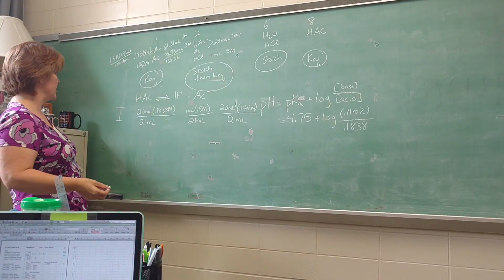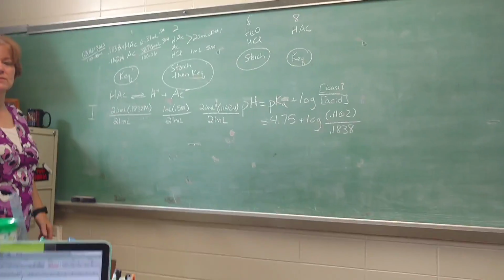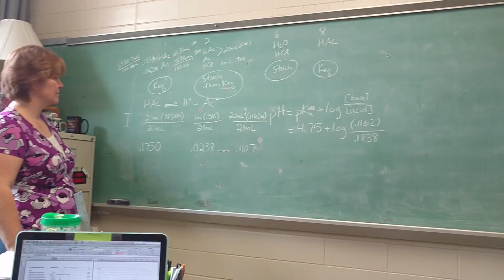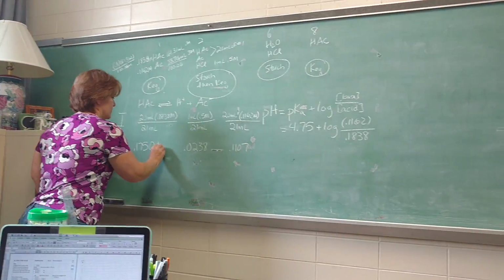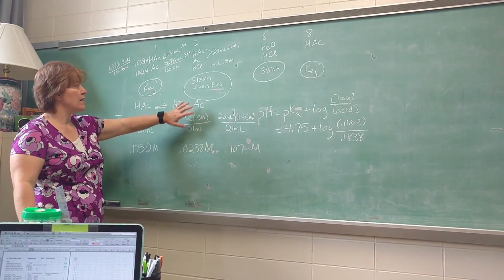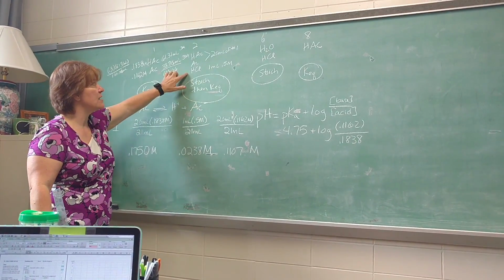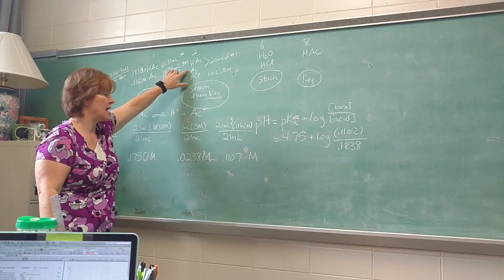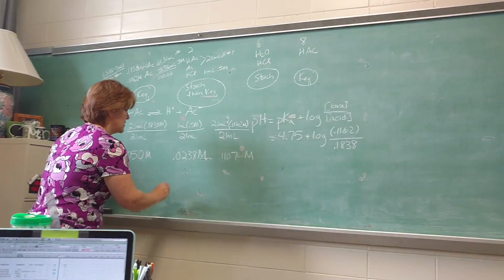Okay, so let's calculate these real quick. Go ahead and pause it. Aha! All right. So this is my initial molarities. All of the H+ is going to react. All of the HCl is going to react with the acetate. So I'm going to subtract this.